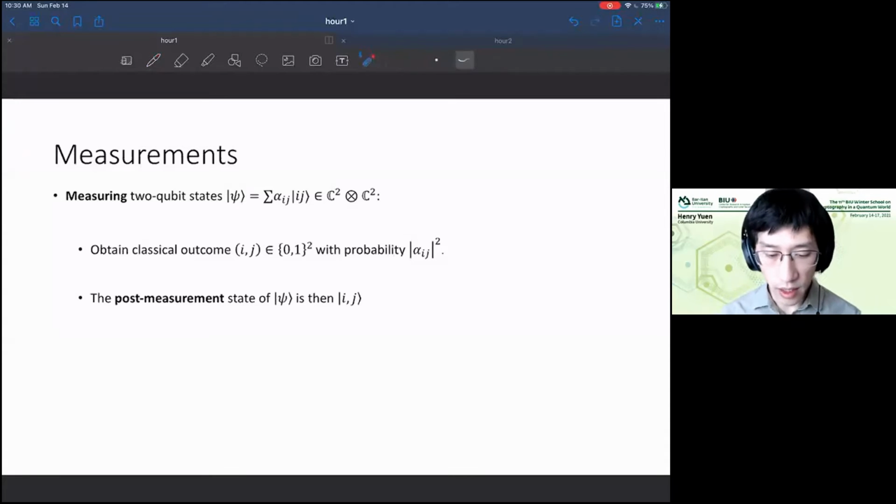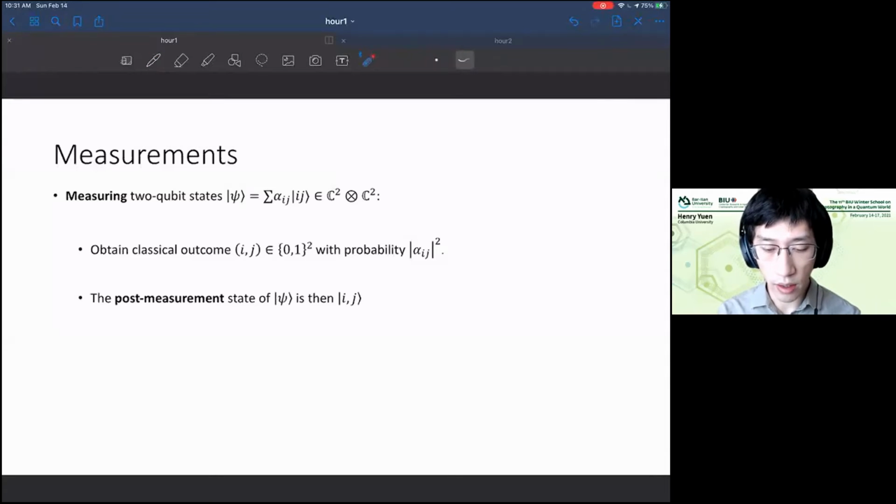All right, so we talked about how we describe the state of, say, 2 qubits. Well, let's talk about the 2 things that can happen to these 2 qubits. The first thing is measurement. So the measurements are pretty straightforward. It's what you might expect.